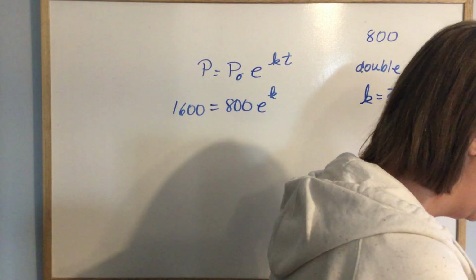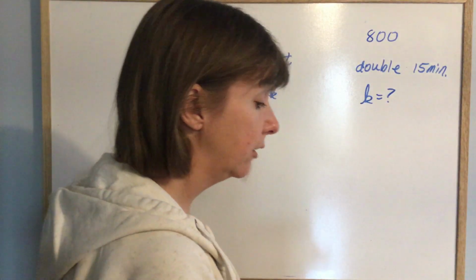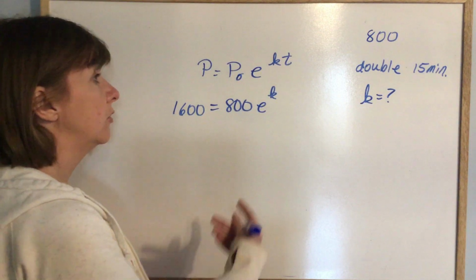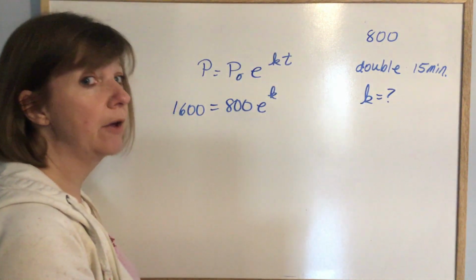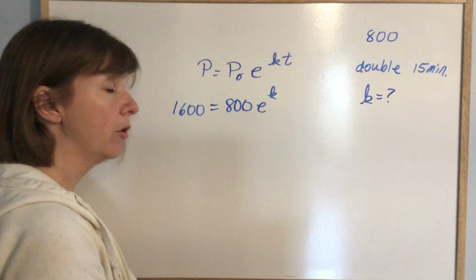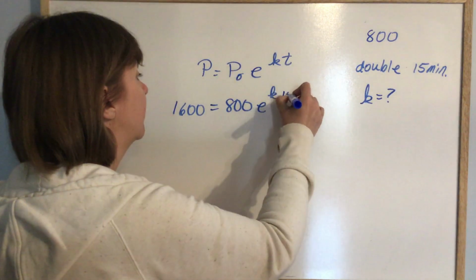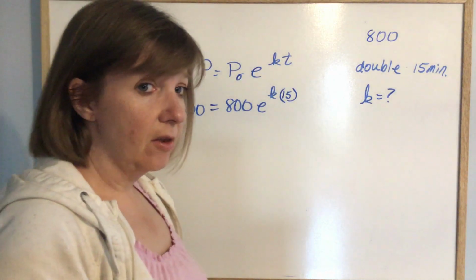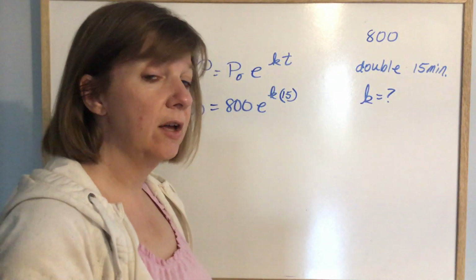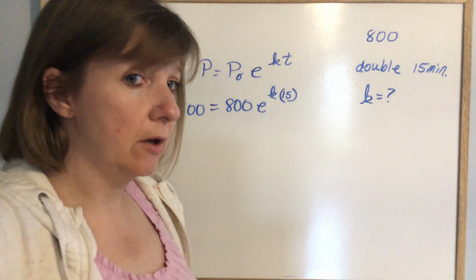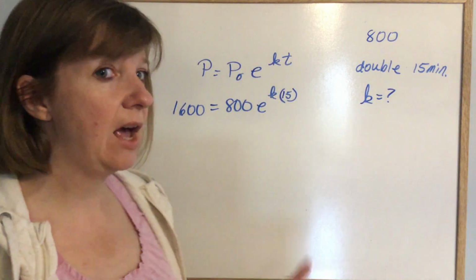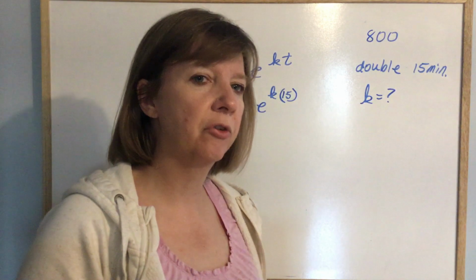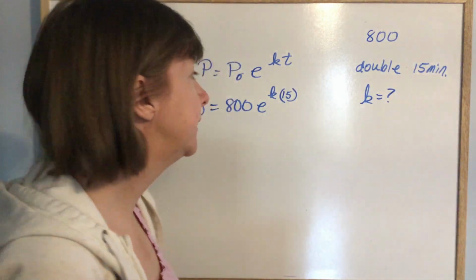Now, we're going to leave our time in minutes. If you were to change your time to hours, then your time would be 0.25 because 15 minutes is a quarter of an hour. We're going to just stick to minutes. It doesn't matter as long as you keep your time in the same units. Just don't all of a sudden halfway through your question switch from minutes to hours. Stick to one, all right?